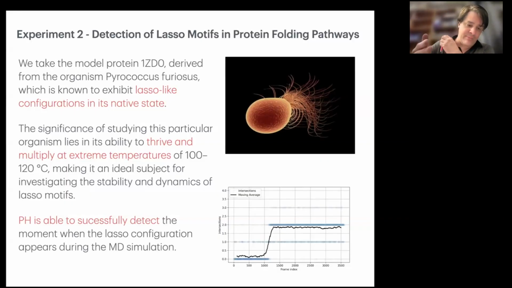Then for each frame in this simulation, we computed the persistent homology, and we can see that this was a particularly interesting lasso because it was a supercoiled lasso with two intersections. The frame index is just the number of frames in the simulation, and we can see that we nicely detect the exact position in the folding of the protein where the supercoiling appeared. And you can see that the supercoiling appeared almost immediately. There was no intermediate state with one piercing and then two; it had two piercings almost instantly, which can also be topologically explained.